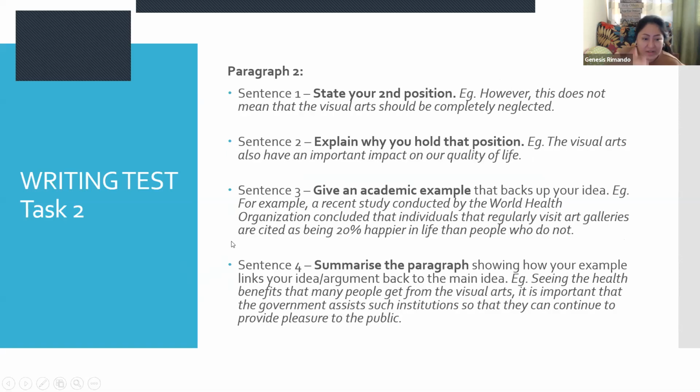Then again, she supported with the second paragraph. However, this does not mean that the visual arts should be completely neglected. Why? The visual arts also have an important impact on our quality of life. For example, a recent study conducted by WHO concluded that individuals that regularly visit art galleries are cited as being 20% happier in life than people who do not. Then again, she made a summary. Seeing the health benefits that many people get from the visual arts, it is important that the government assist such institutions so that they can continue to provide pleasure to the public.